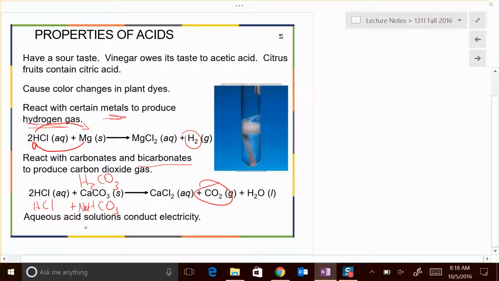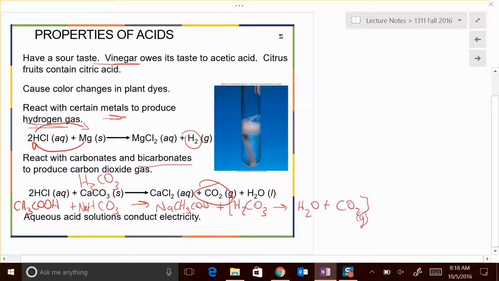You react it with an acid, or not even hydrochloric acid. You could react it with another common acid, vinegar. Okay, vinegar is an acid, and that's acetic acid, CH3COOH. That would produce sodium acetate plus H2CO3. Whoops, H2CO3, yeah. And then the H2CO3 would decompose into H2O plus carbon dioxide gas. This is a gas. Okay?